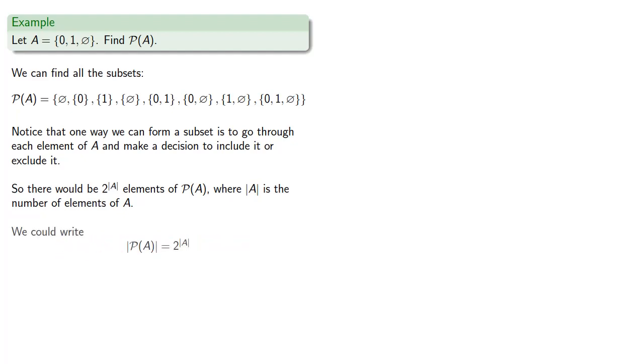So we could write the cardinality of the power set of A as 2 raised to the power of the cardinality of A, and this leads to an alternate notation for the power set. The power set of A is written 2 to the exponent A.